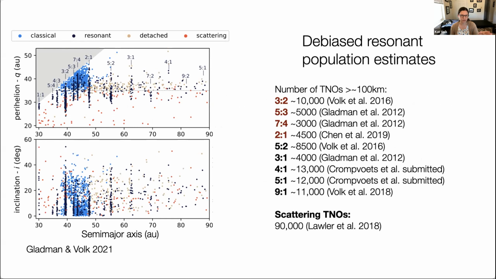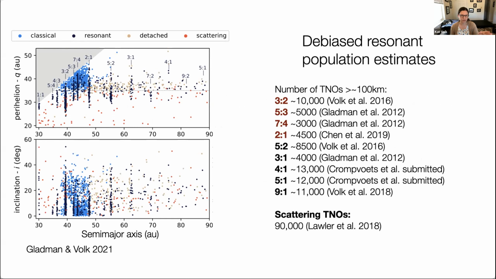It makes up a large fraction of the dynamically excited populations. And also because they are so prevalent in the observational data, we're going to have a good data set to compare against. From a dynamics perspective, they're very interesting because capture into these mean motion resonances is very related to the dynamical history of the giant planets.